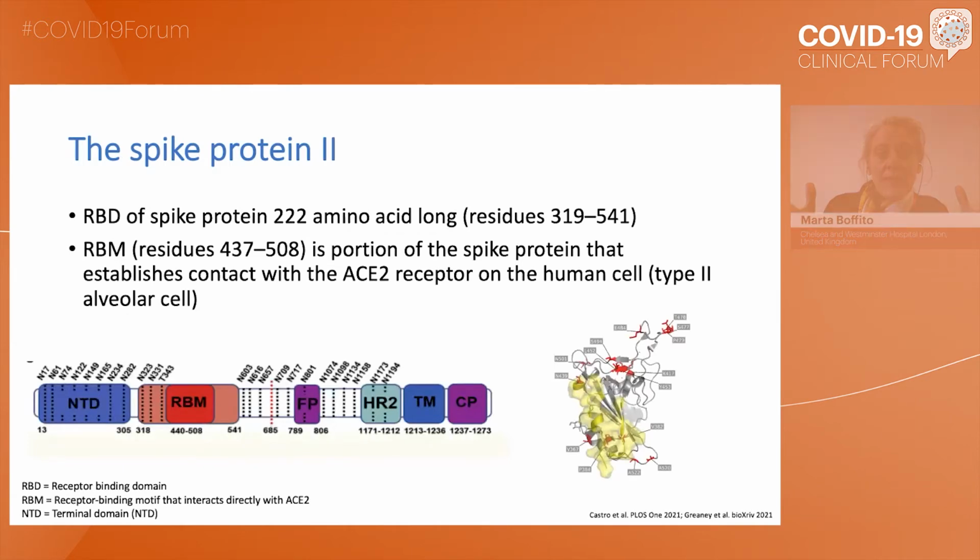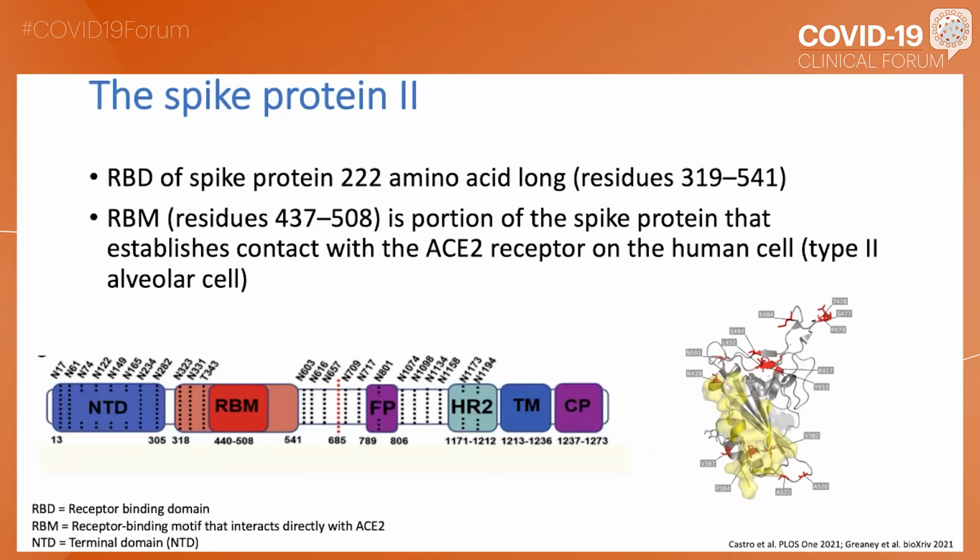This slide shows the genome of the spike protein in a bit more detail. So there is a receptor binding domain, which is characterized by 222 amino acids between residues 319 and 541. And importantly, within the RBD, there is a receptor binding motif, which is really the bit of the protein that binds directly to the ACE2 receptor on the human cell, on the type 2 alveolar cell. The receptor binding motif is also illustrated in yellow in the slide, where you can see some key positions, some key amino acids and areas where mutations may occur to generate the variants of interest and the variants of concern.